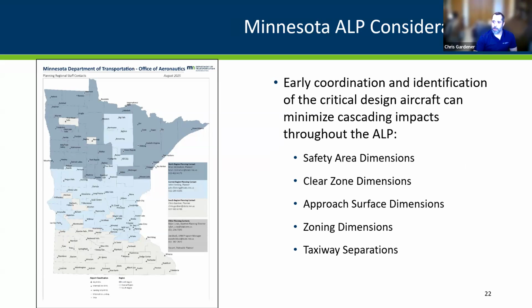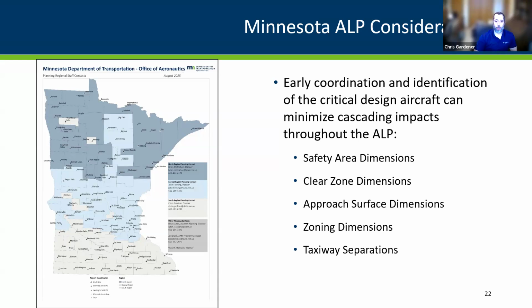Early coordination and identification of the critical design aircraft specifically can minimize cascading impacts throughout the ALP. Some of these impacts include safety area dimensions and clear zone dimensions. That was a big one, and we just talked about that one previously, directly related to the funding prioritization model. Determining the appropriate clear zone size will then impact the amount of land we need to control in that region.